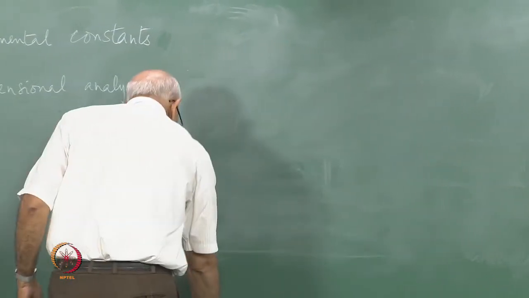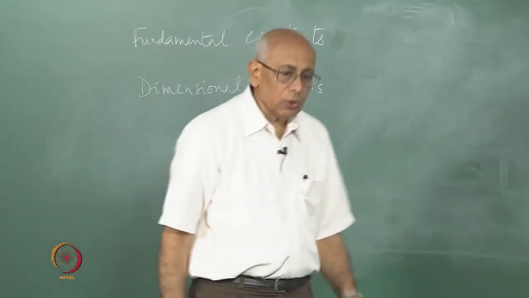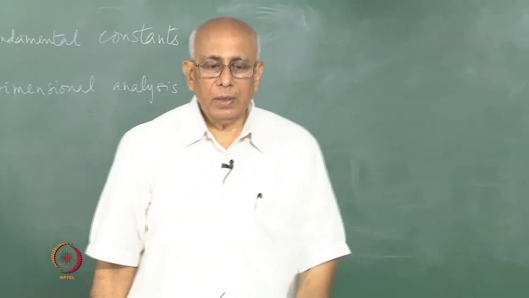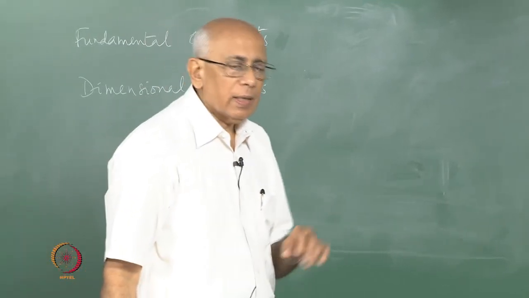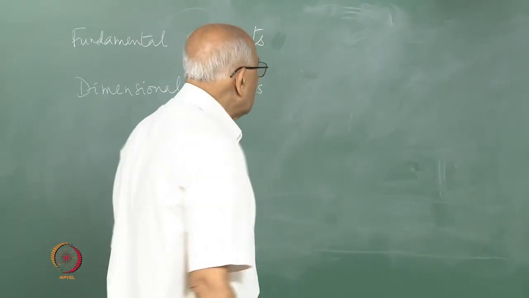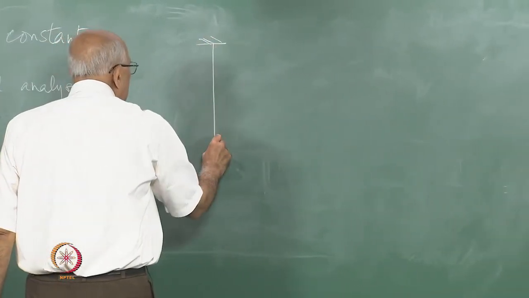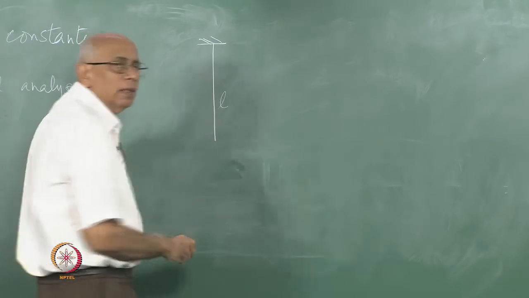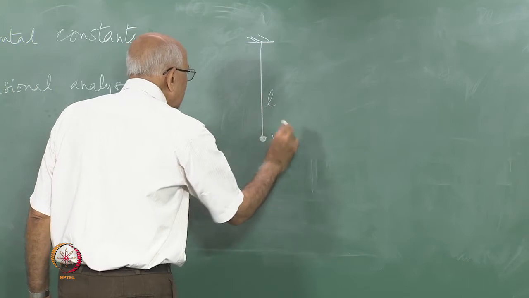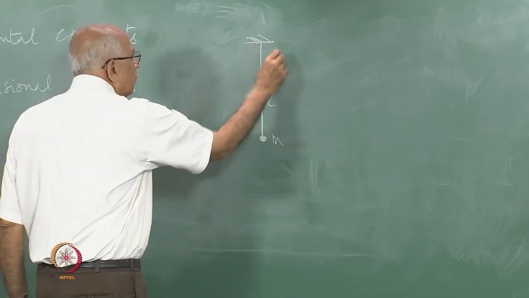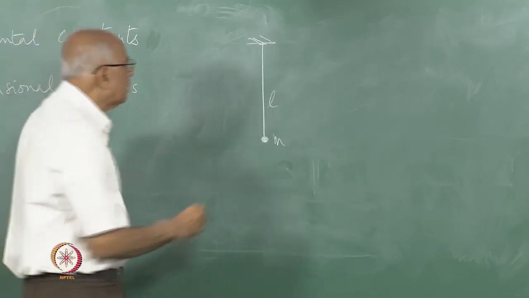And the problem I am going to choose for illustrating the power of dimensional analysis, we will also see where it is going to fail, what its limitations are, is a very simple problem which is familiar to you in many contexts, and that is the motion of a simple pendulum. Now what we have here is a light massless rigid rod of length L and a heavy bob of mass m suspended from it, and it is free to oscillate about this point of suspension here. So that is what a simple pendulum is.